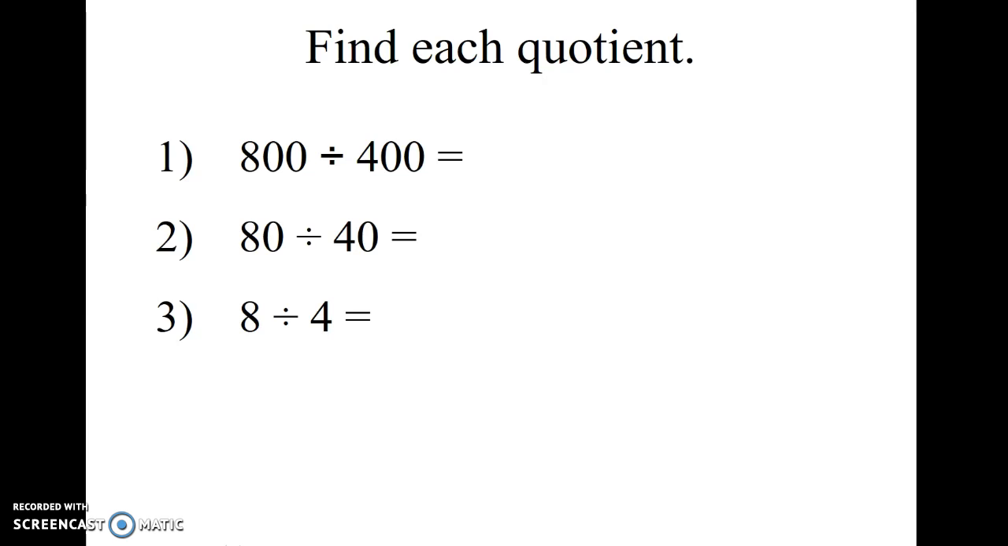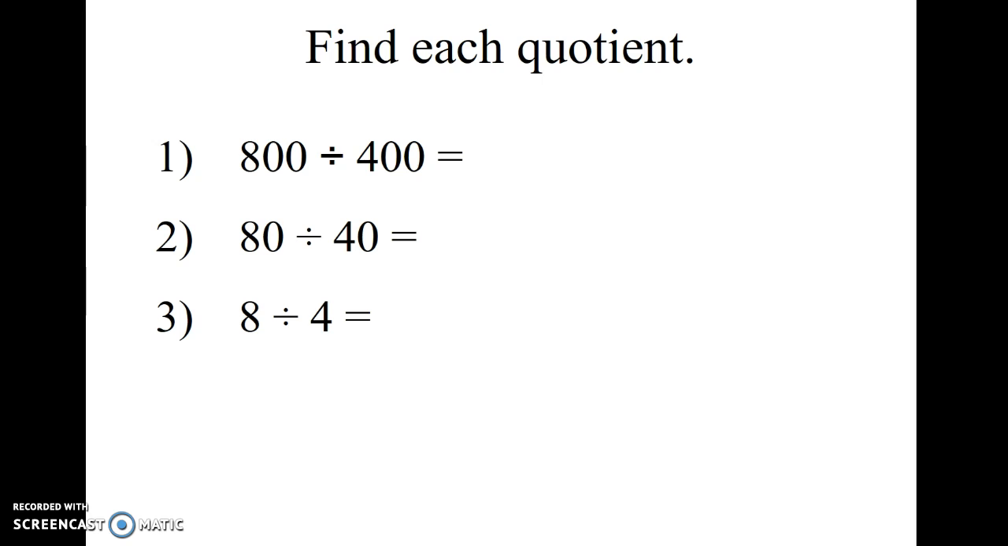So let's take a minute, pause the video, and in the work section of your WSQ, answer 1, 2, and 3. Find the quotient for these 3 division problems, and then we're going to take a look at the quotients and how that relates to the problem.